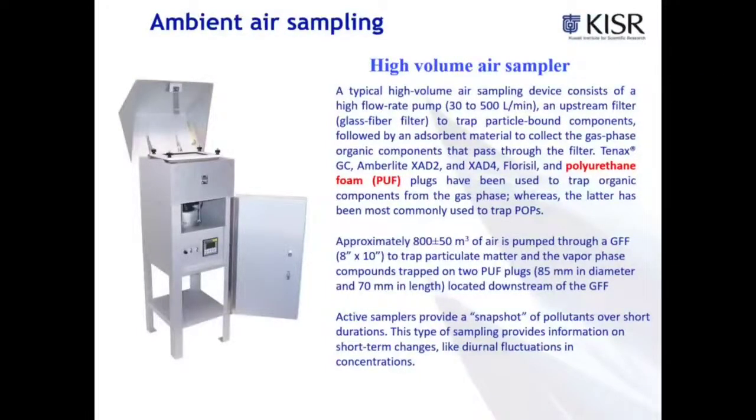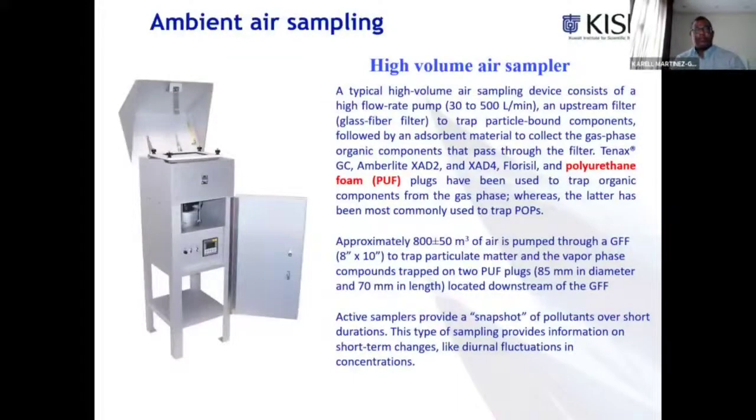In this project, we used both active and passive sampling techniques. The active samplers were only deployed in Kuwait, so we're going to focus on the passive samplers, because for all the data to be comparable, we're going to use the passive samplers. Normally, a typical high volume air sampling device consists of a high flow rate pump, 30 to 500 liters per minute. This pump is coupled to a glass fiber filter, and then we have a polyurethane foam, which we call PUF, that we use to trap the organic phase, while the glass fiber filter traps the particle bound components.